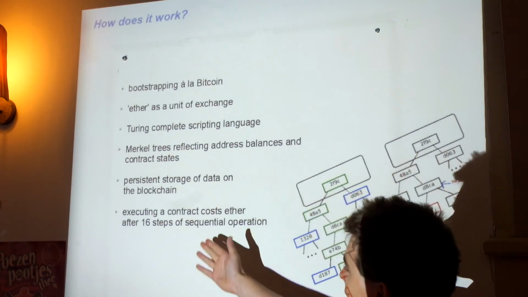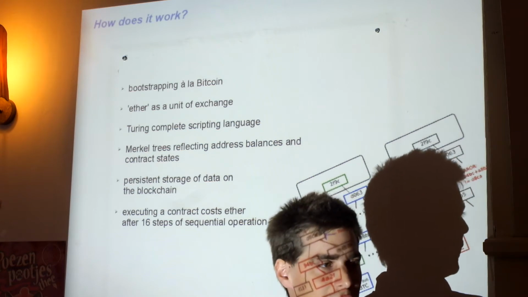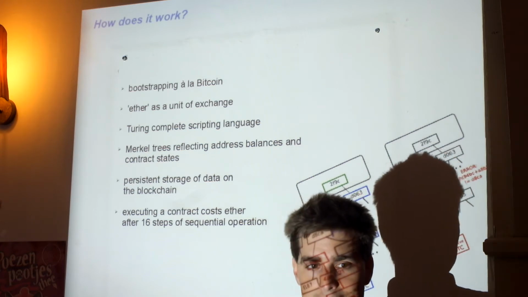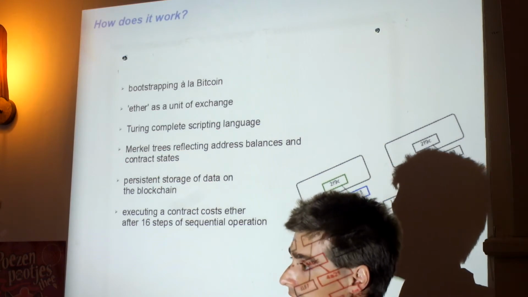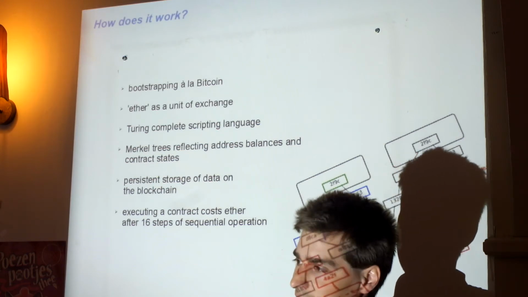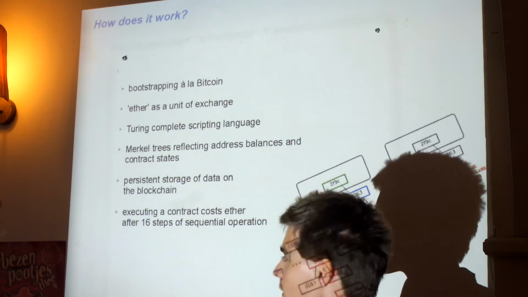The first 16 steps of a contract are essentially free, but after the 16 steps have passed, it starts costing ether. So an infinite loop might be allowed to loop 16 times, but after that it would cost you a lot of money to try and sabotage the network.